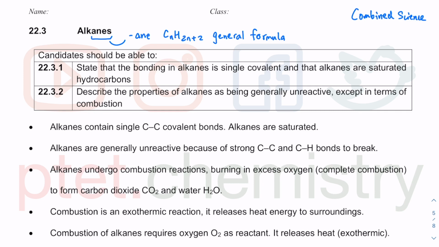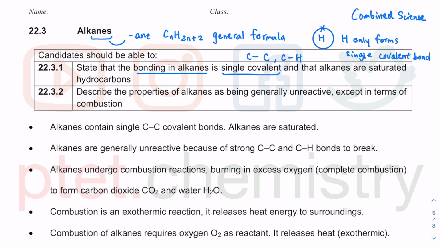For the first bit, we got to know that the bonding in alkanes is just single covalent. So it's just C-C and also C-H there. And we know that C-H is always true because hydrogen with 1 electron in the outer shell only forms single covalent bonds, but carbon with 4 electrons in the outer shell will form 4 covalent bonds altogether. We also see here alkanes are saturated hydrocarbon. These are very popular definition which we'll talk about shortly.